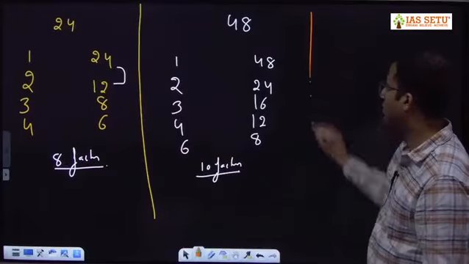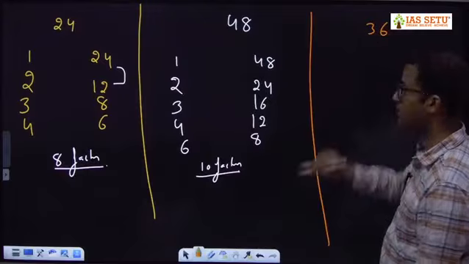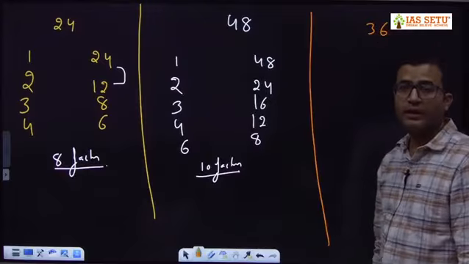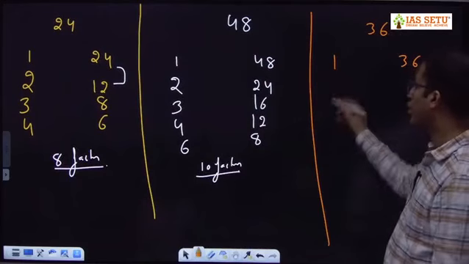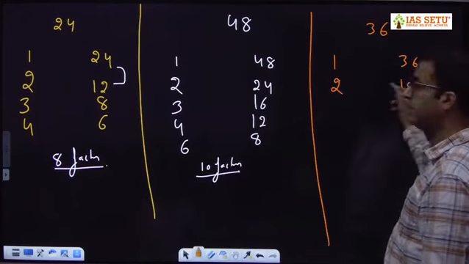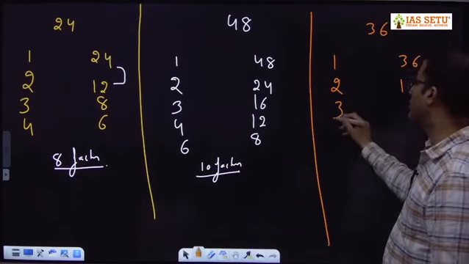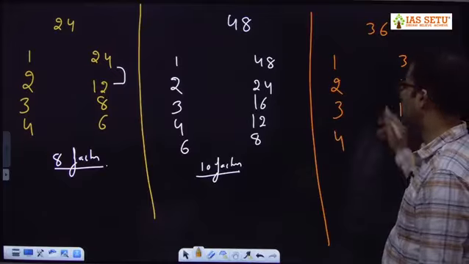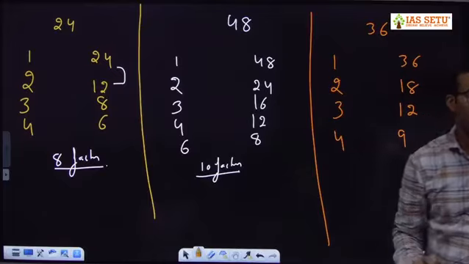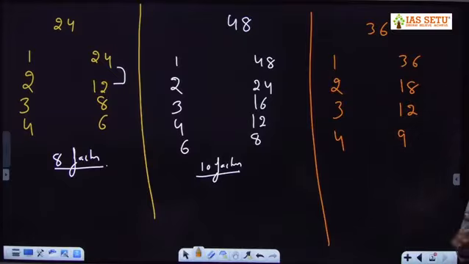Now here I take number 36. In 36, 1 makes pair with 36. 2 makes pair with 18. 3 makes pair with 12. Then 4 makes pair with 9. It is not divisible by 5. Next is 6. But the point here is 6 makes pair with 6 itself. 6 का भी pair है. But 6 into 6 is 36.